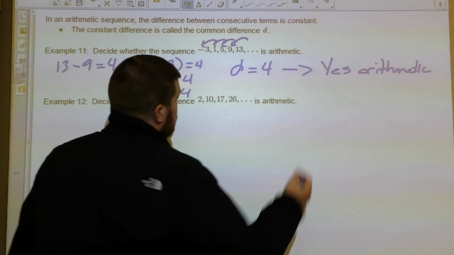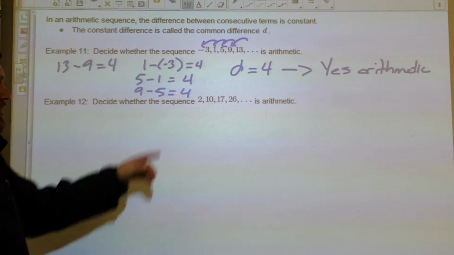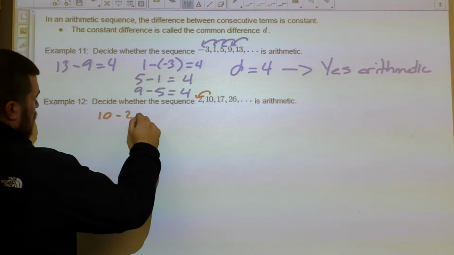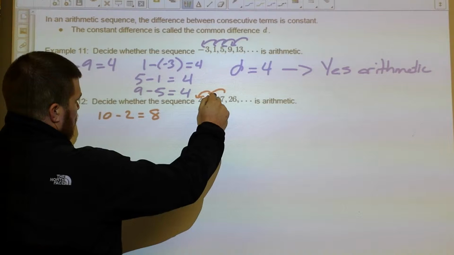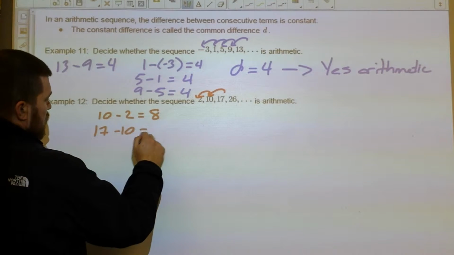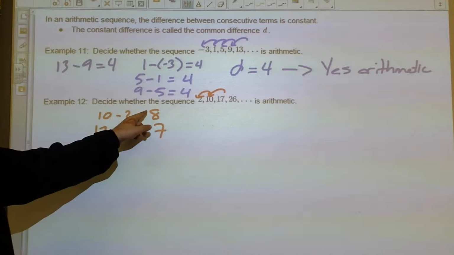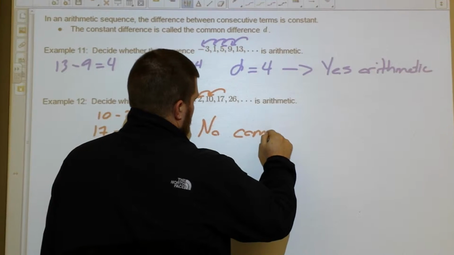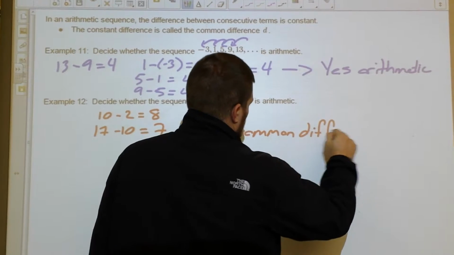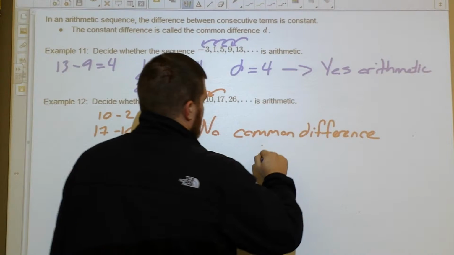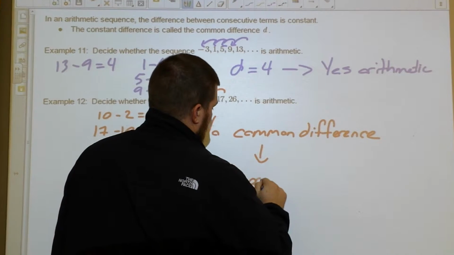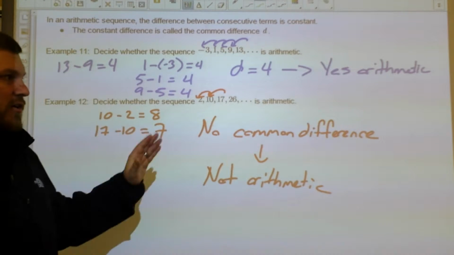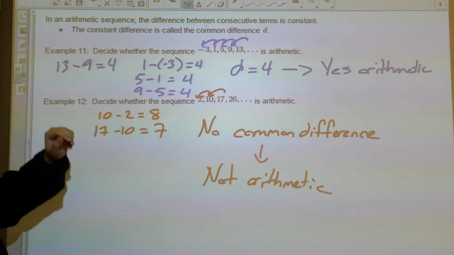So let's do another example, the next one in red. We're going to do the same idea, just work backwards. I'm starting off saying 10 minus 2, which is 8. Do the next one: 17 minus 10, which is 7. So automatically I can stop there. My difference is not constant, so no common difference. And so what that means is not arithmetic. It's still a sequence, but it's not an arithmetic sequence. The arithmetic sequence has to have a common difference.